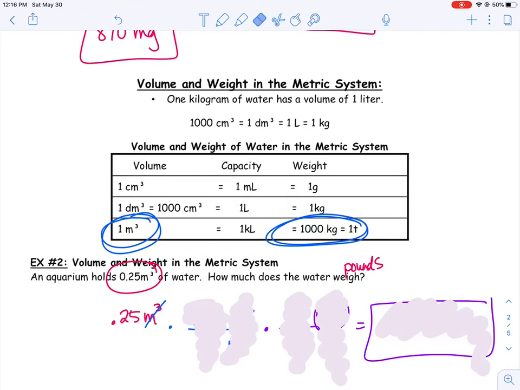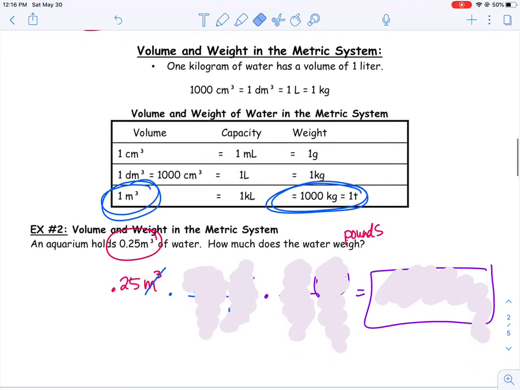All right. Here's the next idea we're going to talk about. We're going to talk about volume and weight. And so we've actually talked about a couple of different things in this chapter so far. We've talked about volume. Remember, that's the amount of space something takes up. We've talked about capacity. Remember, that's the amount of fluid it can hold. And now we can actually go between the three and talk about weight of something. So we can go volume, capacity, weight, and back and forth.